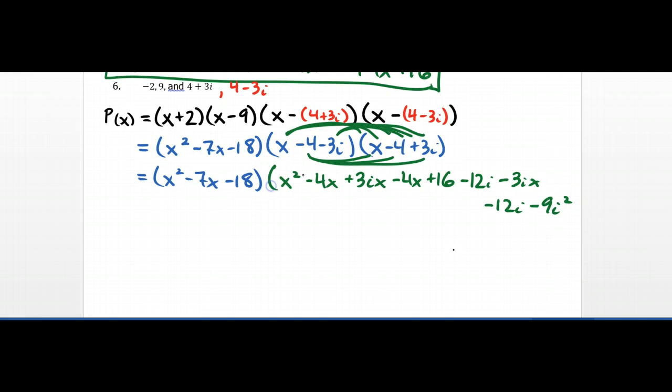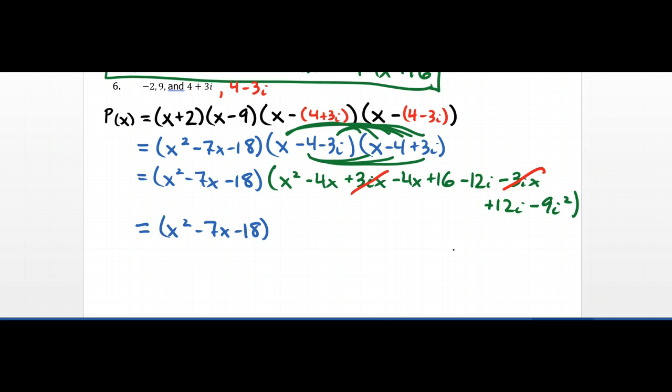Okay, just like the last problem, you're going to see some terms cancel over here. So let me go ahead and bring down this trinomial here, x squared minus 7x minus 18. And then over here, your plus 3ix and your minus 3ix will cancel, as will your minus 12i and, whoops, it looks like I made a sign mistake. This should be a plus 12i right here. Okay, we had a negative 3i times a negative 4. Yeah, that should have been a plus 12i.